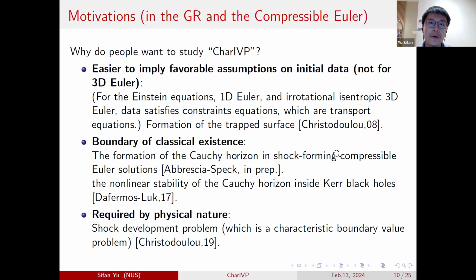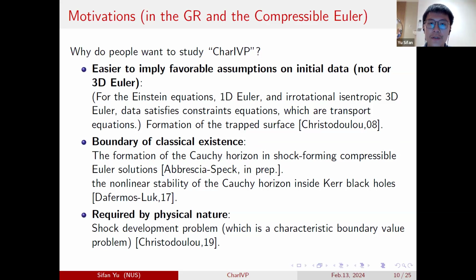All right. So one of the main reasons that we want to study the characteristic initial value problem is due to the boundary of classical existence. In particular, as I just showed you earlier, for data small enough, you will have shock formation. All right, so then you want to ask yourself, how can I continue the solution after the shock?